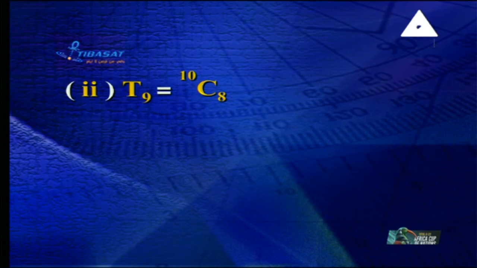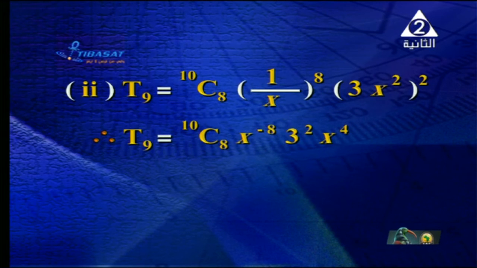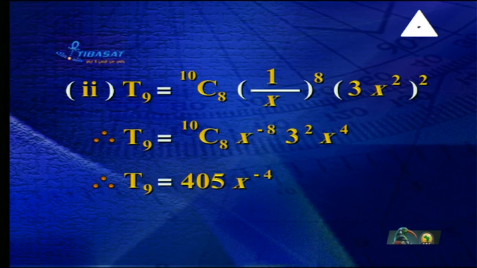What is T9? nCr, n is 10, r is 8. Why? Second power 8, first power the difference between 10 and 8, which is 2. Then T9 became 10C8, x^(-8), 3^2, x^4. By using calculator, find 10C8 equals 10C2, multiply 3^2, x^(-4). Answer is 405 x^(-4).